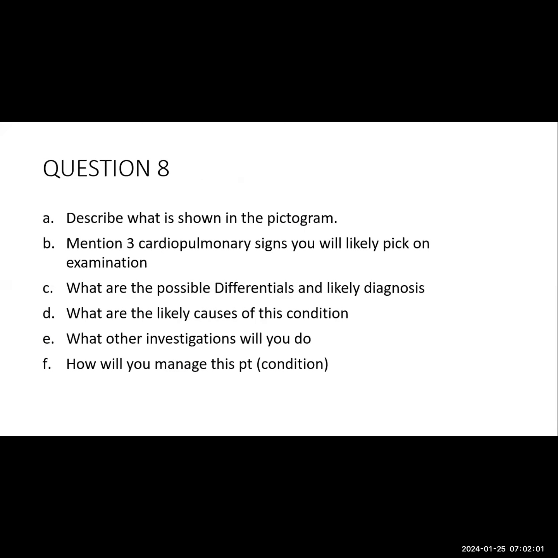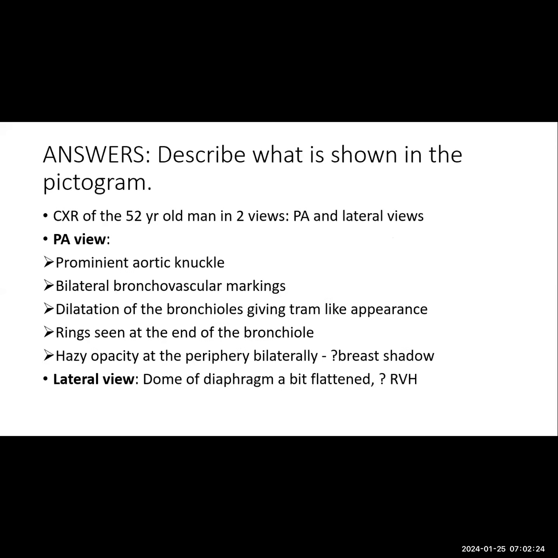So the questions: A, describe what is shown in the pictogram. B, mention 3 cardiopulmonary signs you will likely pick on examination. 3, what are the possible differentials and likely diagnosis? 4, what are the likely causes of this condition? 5, what other investigations will you do and how will you manage this patient or condition? So in answering the first question, what is shown in the pictogram?